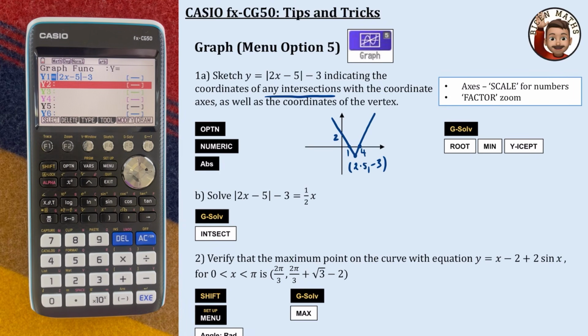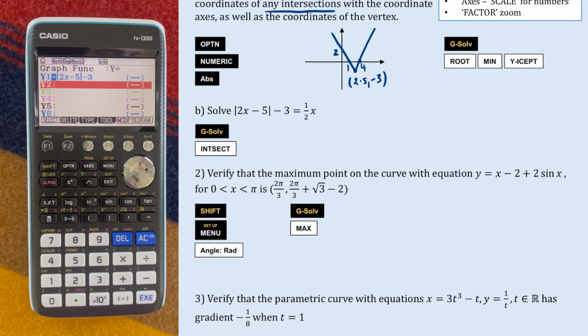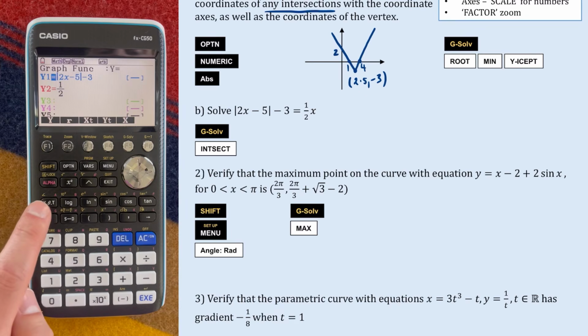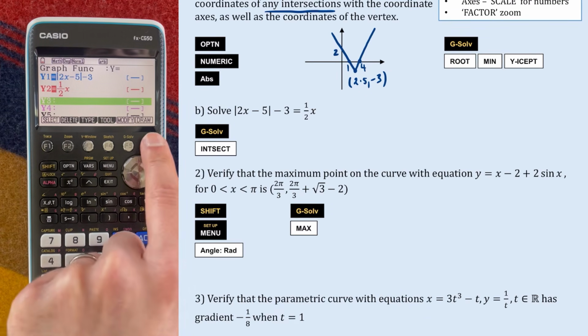Okay, the second thing then is it wants us to solve this equation: the modulus of 2x minus 5, minus 3, is equal to a half x. So I've already got this one here on the graphics calculator. I'm now going to put in the half x. So I'm going to use my fraction button to type in the half, and then I'll scroll along and put in the x. Let's draw this.